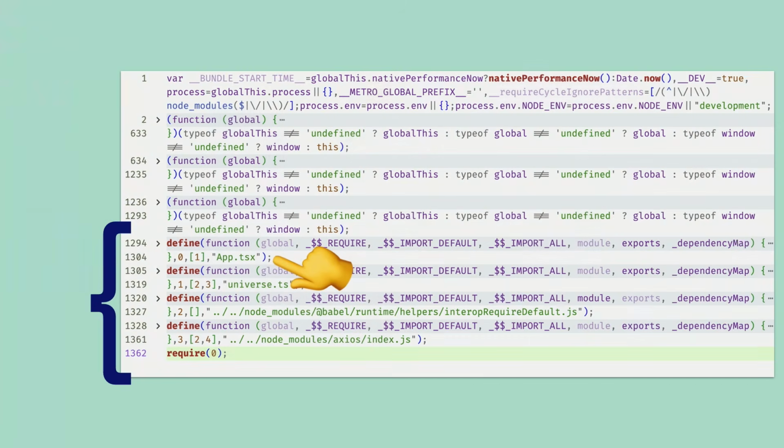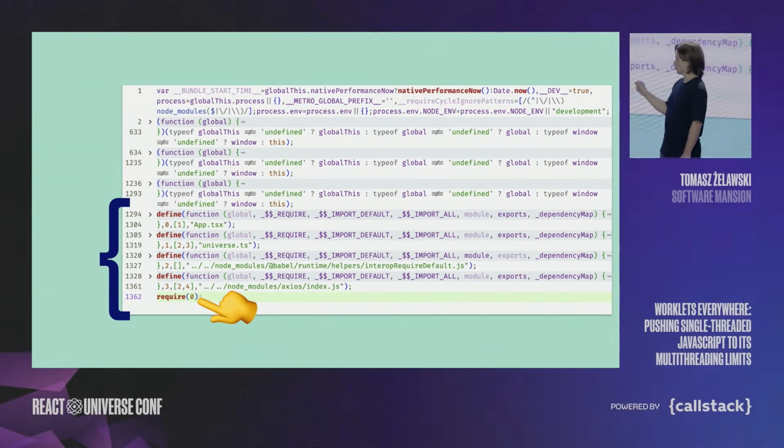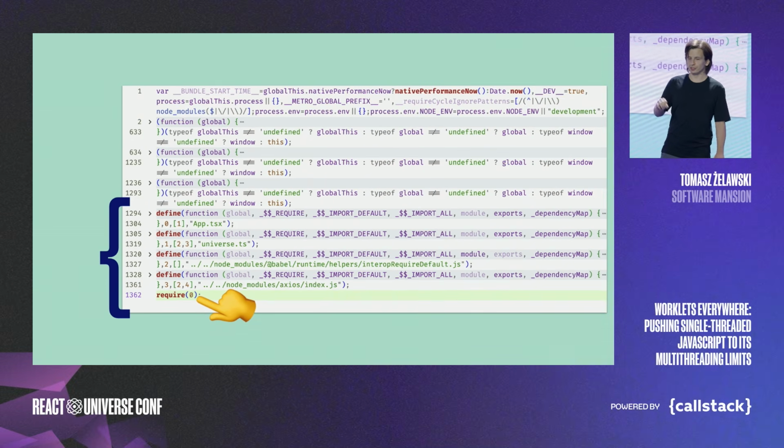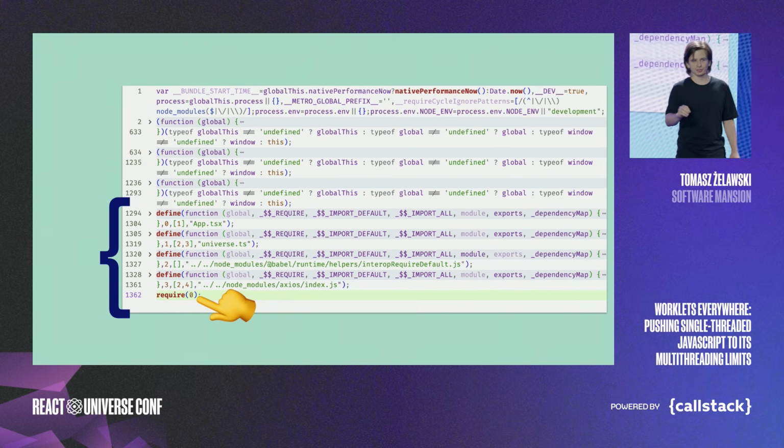And I hope you can already see where we are going from here. If we look closely, we can see that Metro turns every single file into its own module. So we have the app.tsx module, the universe TS module, the Axios index file module, and our last instruction, require 0, is the call that loads the app.tsx module. Because the Metro require function uses module IDs to reference a given module.